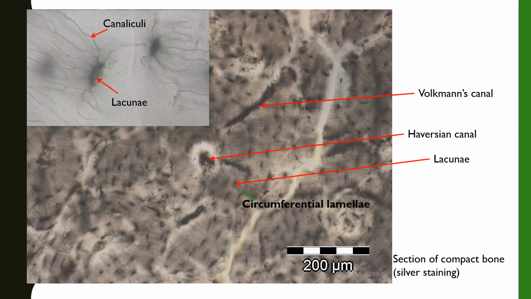Why is it in a black color? Because we use a silver staining, not H&E. In the bigger image, the first labeling is Volkmann's canal, the second labeling is the Haversian canal, and the third labeling is the lacuna. The zoomed image of the lacuna is in the top small box.